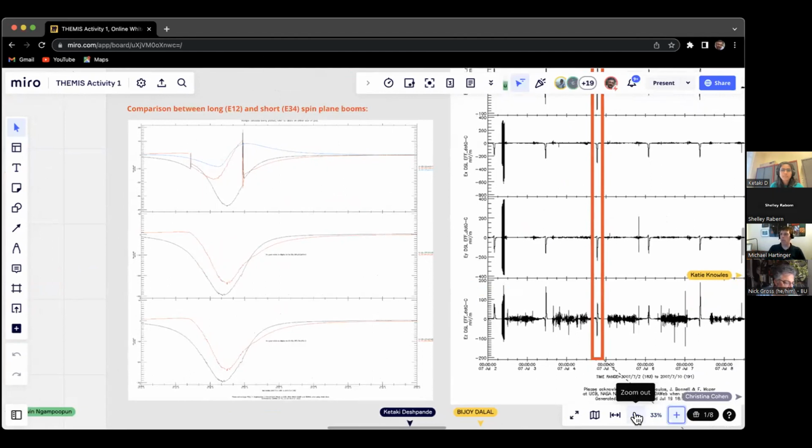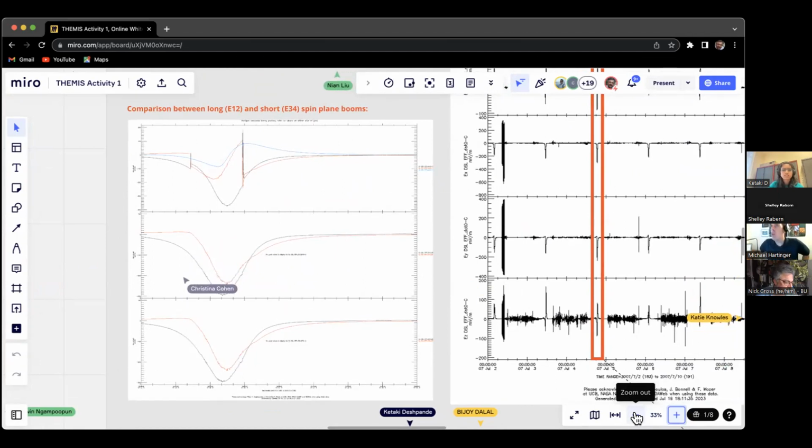So yeah, back to the. Are you asking about the difference between the two booms in the spin plane, or are you asking about the difference between the spin plane booms and the spin axis boom? Or just, no, in general? In general, yes. In general, okay.